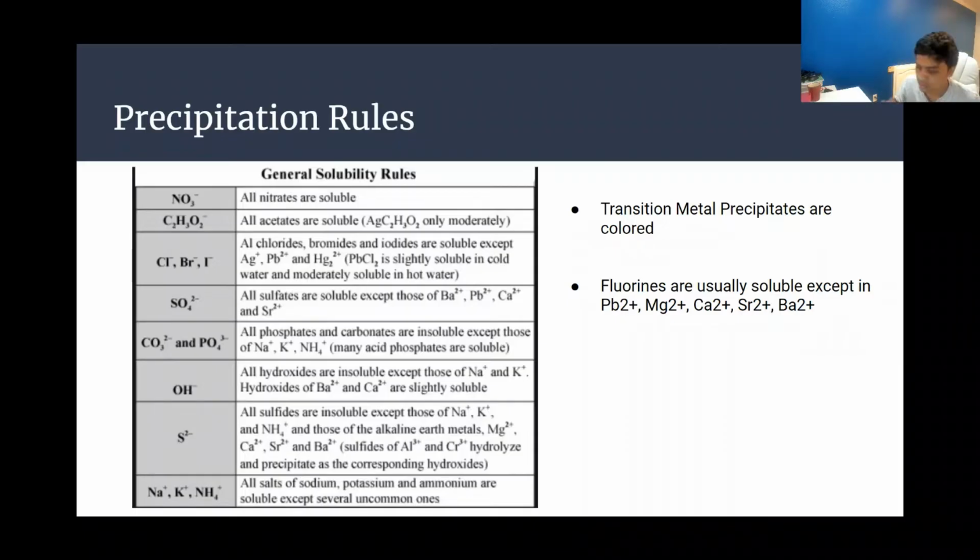So precipitation rules, I guess just memorize these also, it doesn't take too long. One thing to note is that transition metal precipitates are colored. And fluorides are usually soluble except with these cations: lead 2+, magnesium 2+, calcium, strontium, and barium.